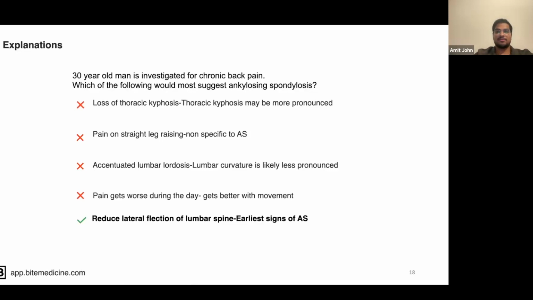Like how I was talking about earlier regarding the Schober's test. If the lumbar lordosis is more accentuated, then that is pretty much the opposite of what the Schober's test shows. So it pretty much gives you a very stiff lower back. And then, pain gets worse during the day? No, it gets better with movement, as it's an inflammatory arthritis.